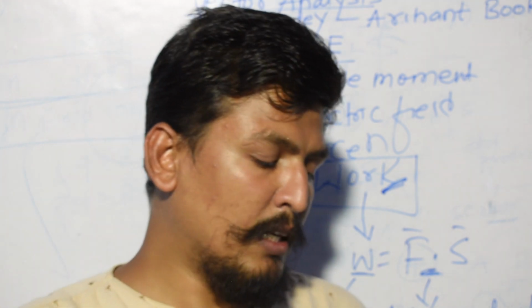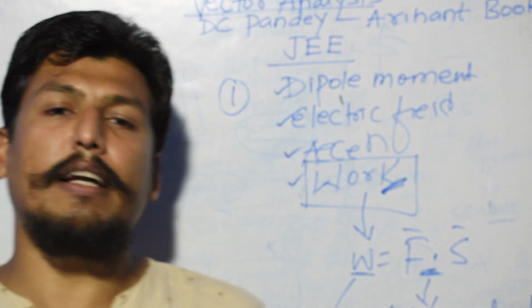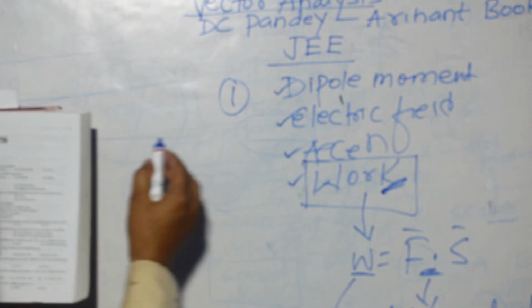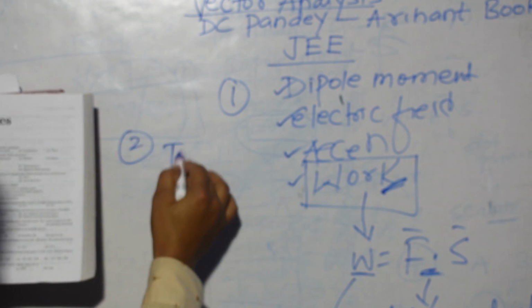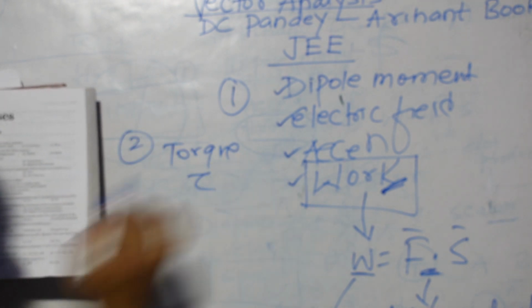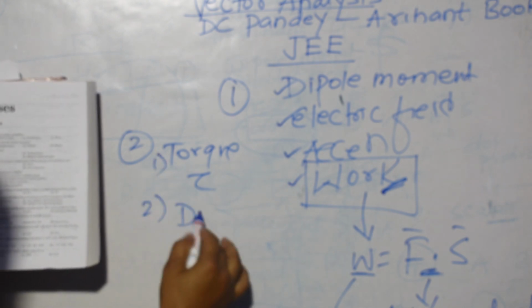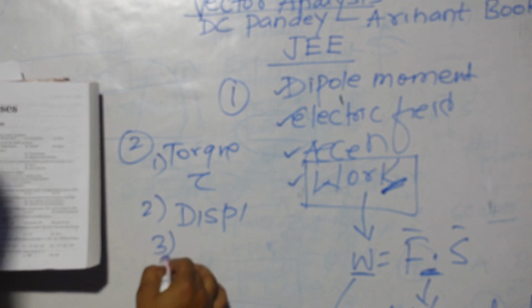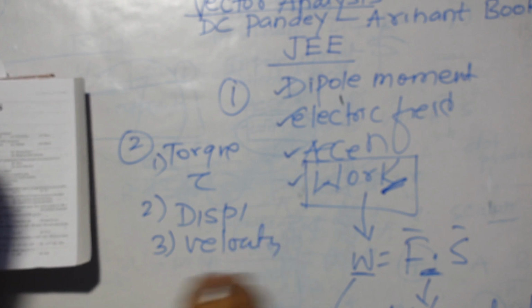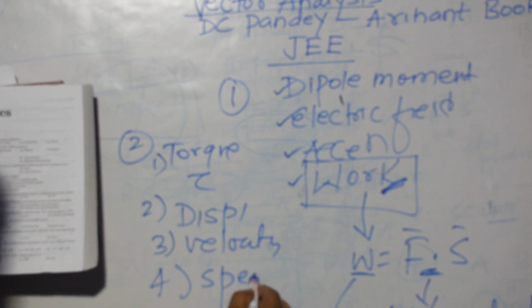Second question. Which one of the following is not a vector quantity? Now I will write the options. First is torque, represented by tau. Second is displacement. Third is velocity. And fourth is speed. This is a very easy question.